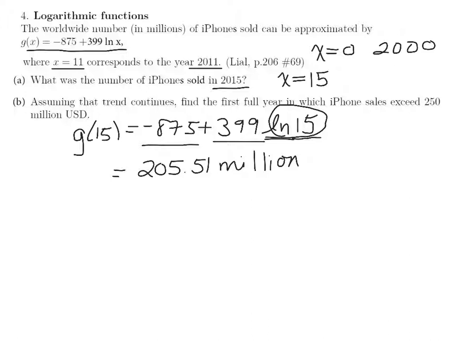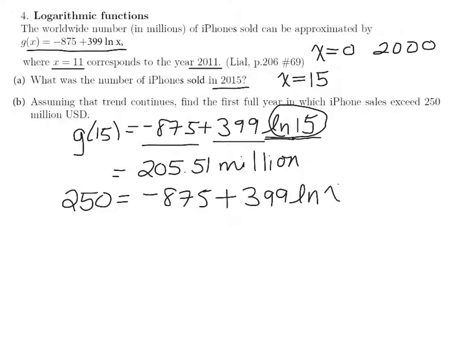Part B of this question says, assuming that trend continues, meaning that this function continues to represent the sales of iPhones, find the first full year in which iPhone sales exceed 250 million. Okay, so let's have a look here. We would say 250 = -875 + 399 ln x, and we're trying to find the value of x here. So how many years after 2000 did the number of sales exceed 250 million?